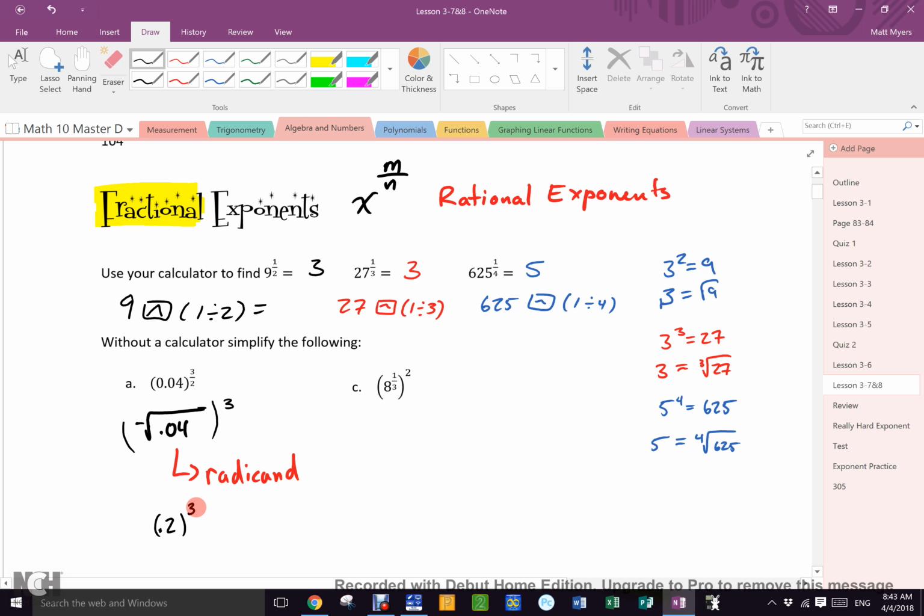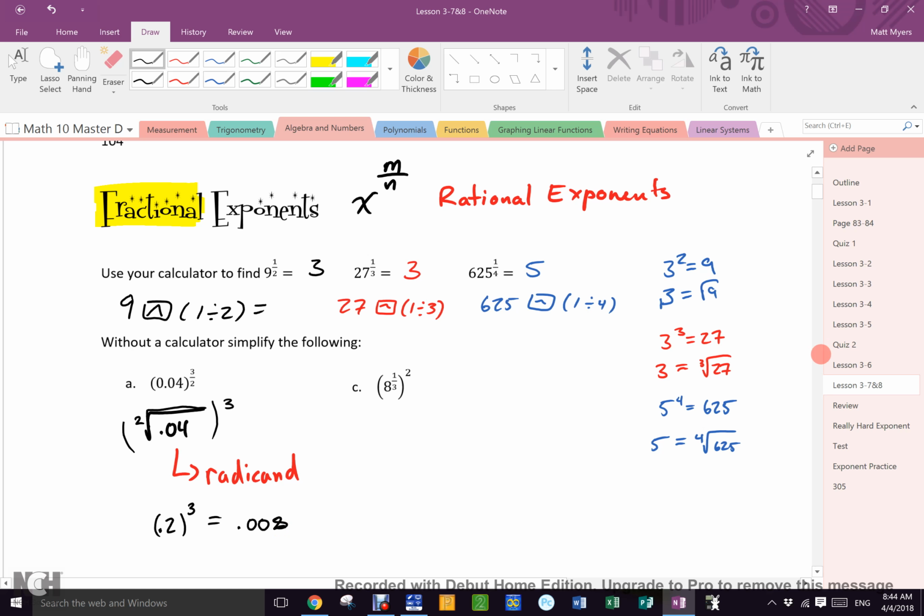0.2 cubed, right? What is 0.2 cubed? What's 2 times 2 times 2? 8. And every time you multiply decimals, you need to add a decimal place, yes? So how many decimal places do I need? 3. So this equals 0.008. Everybody with me? Could have done it with the calculator, but you didn't need to. Everybody good?